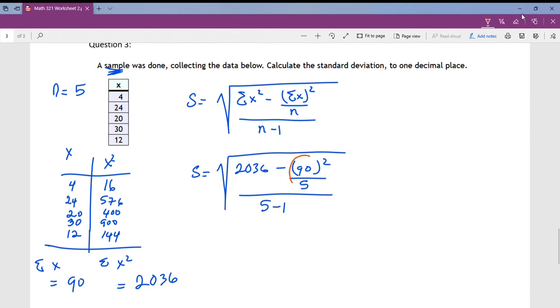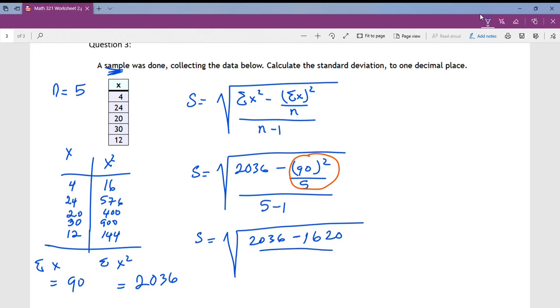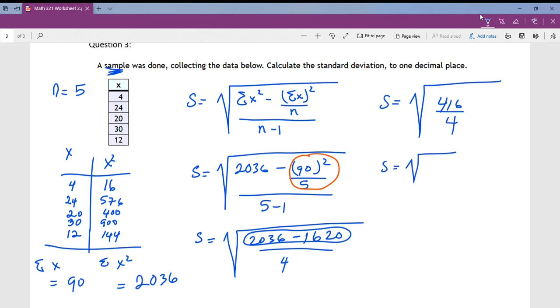I like to simplify this part first because it has an exponent in it, and then I will divide by 5. We have s is equal to the square root of 2036 minus 1620 divided by 5 minus 1, we'll just say that's 4. Now I can simplify the numerator, and that is just 416. Divide that by 4. S is equal to 104. Again, if I want to find the variance, I'll just write the variance is 104, and I'm done.